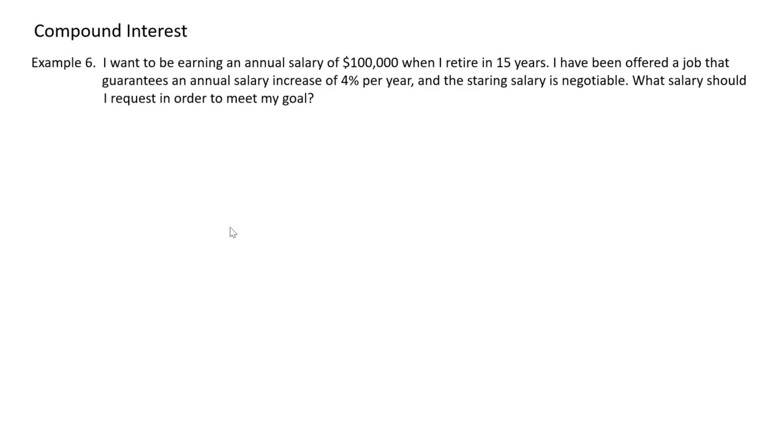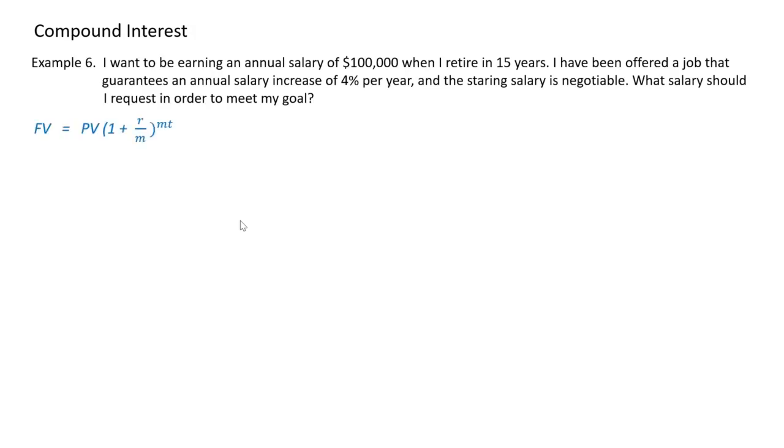This one here, I think I did it today in class, and I made a scenario that can apply to anyone. So to bring it home, guys, say that I want to retire in 15 years, and I want to get an annual salary of $100,000 when I retire in 15 years. I have been offered a job that guarantees an annual salary increase of 4% per year, and the starting salary is negotiable.